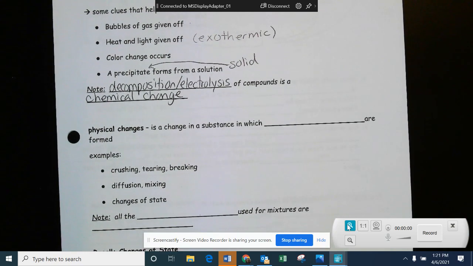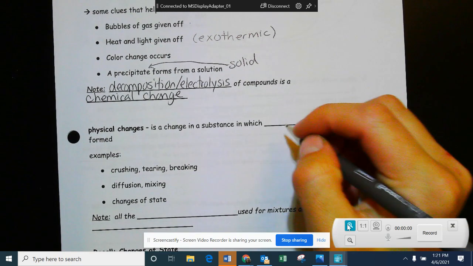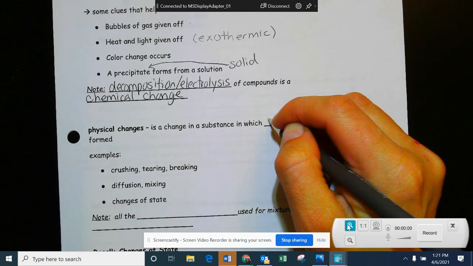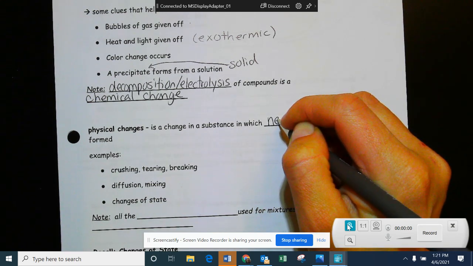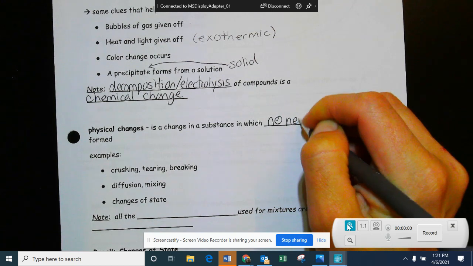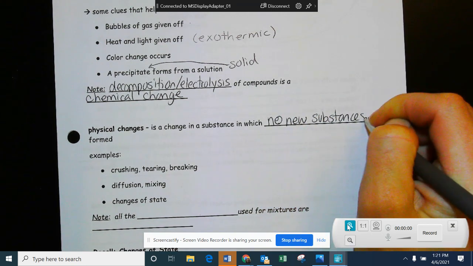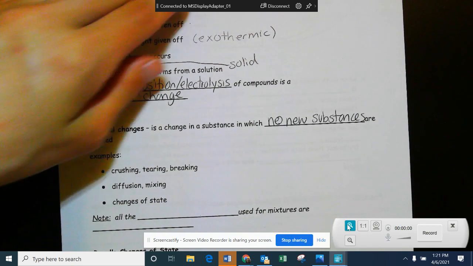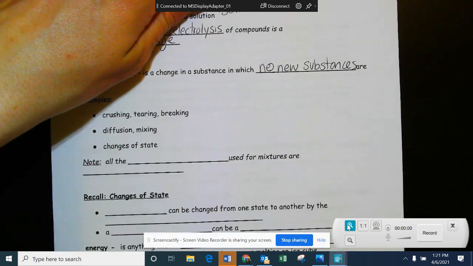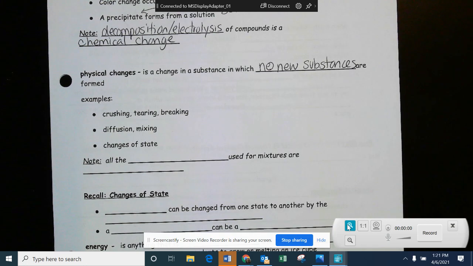Okay, physical changes. Again, these are changes in a substance where no new substances are formed. And you guys did a whole sheet on this earlier in the year where you looked at different things and identified, is this a chemical reaction? Is this a physical reaction? Do you all remember doing that? Okay, awesome. Before spring break feels like a really long time ago.